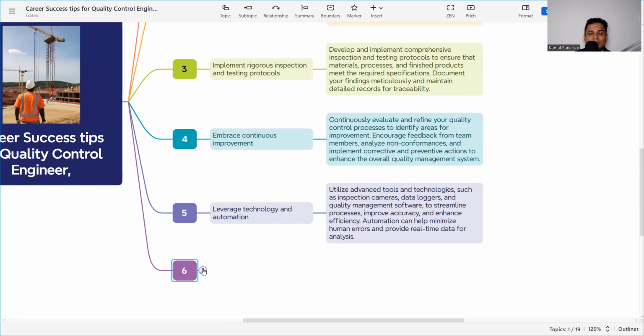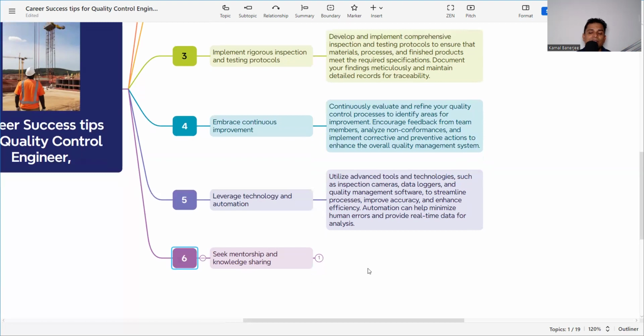The sixth tip is, it is not the last, there are so many, but today we are discussing six things: seek mentorship and knowledge sharing. Now, give me any example of successful people in history, or in any subject, who have success but don't have a mentor. Sachin Tendulkar had a coach. Lionel Messi has a coach. Take any example from history itself, you will find someone is mentoring them and they are getting success. In the same way, if you want to get success in your quality control career, find your mentor who can guide you and give you direction so that you will get success.